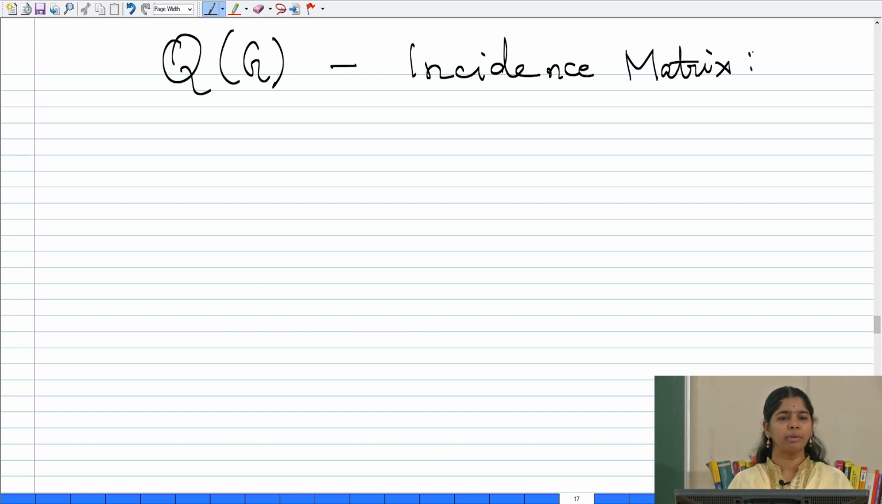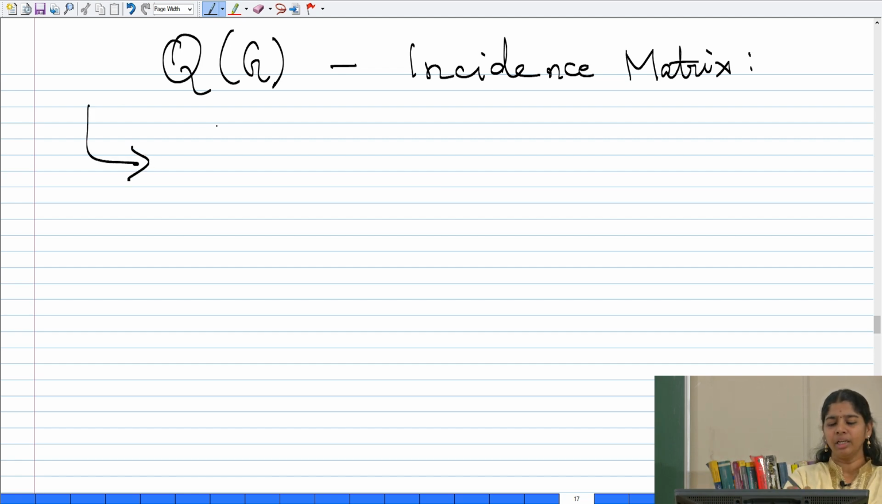Come on guys, incidence matrix, somebody told me yesterday. Nobody has heard about incidence matrix? Yes, no? Somewhere here, give me some answer. Okay, so let me just go about this.